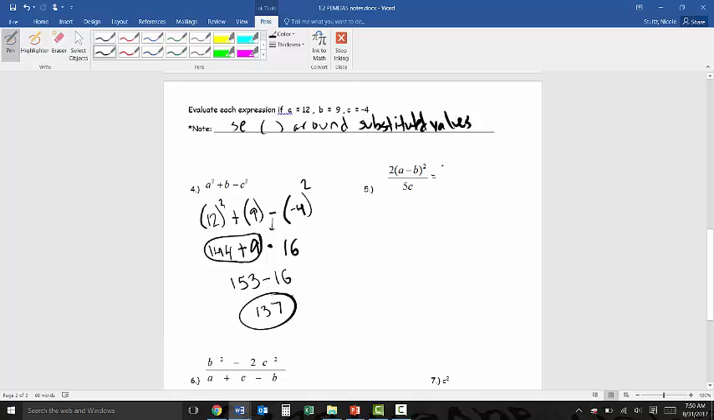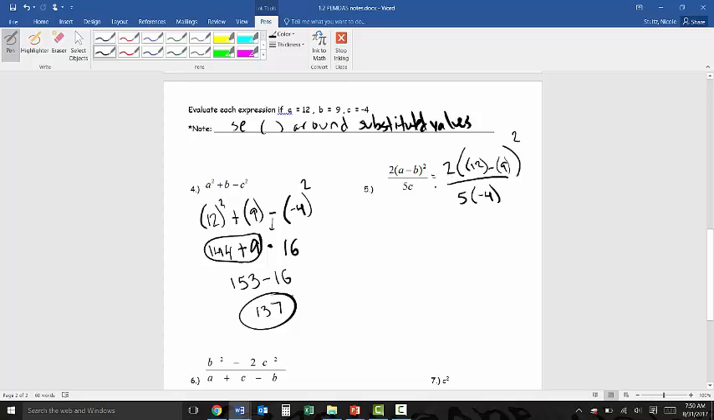All right, let's try number 5. So we have 2. I'm going to draw parentheses a little bit bigger because I'm going to have extra sets of them and I don't want to get confused. So 12 goes in for A, 9 goes in for B, keep my squared over 5 parentheses negative 4.